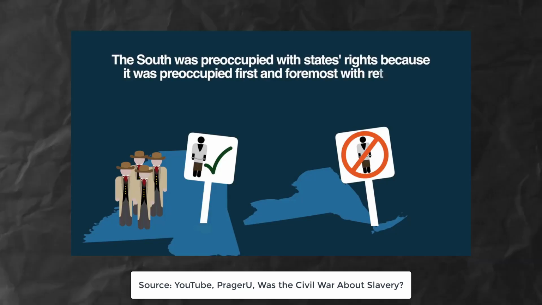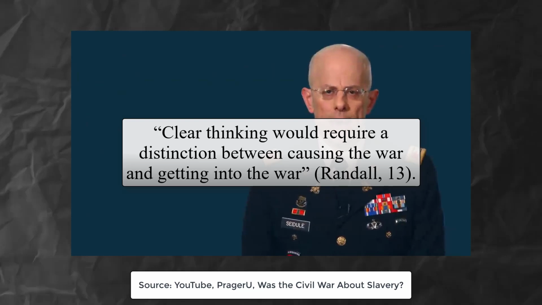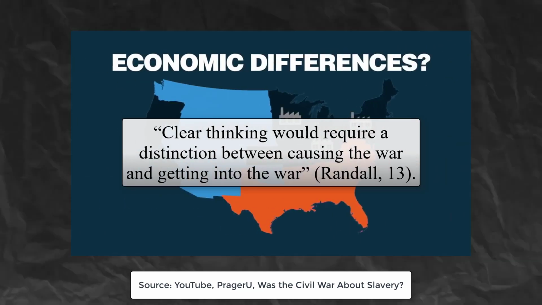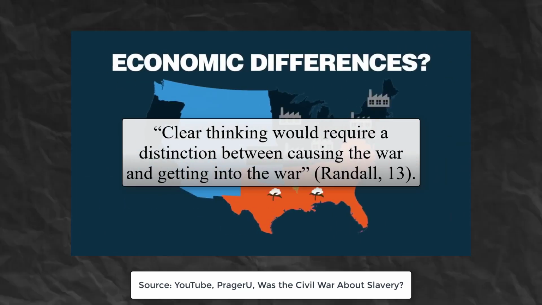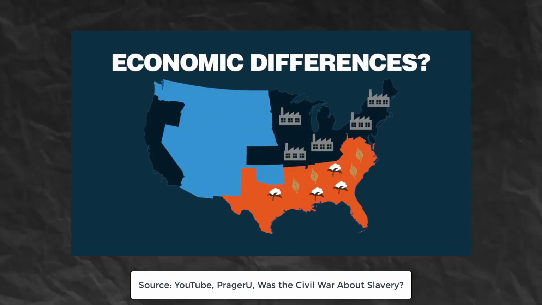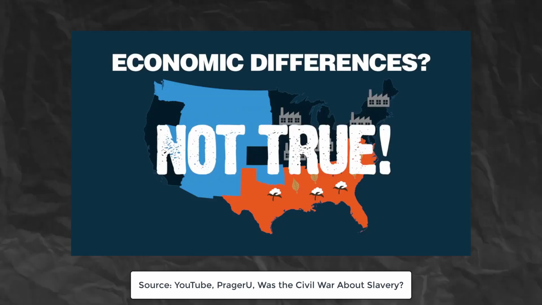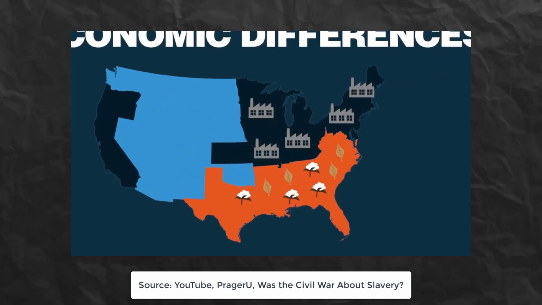Randall views the secession war as a mutual failure of the North and the South. Randall states, "Clear thinking would require a distinction between causing the war and getting into the war." He asserts that the South started the secession, but the North poorly responded to it by starting the war, again a mutual failure. Now, Paludan stands in contention with both Randall and Bestor.